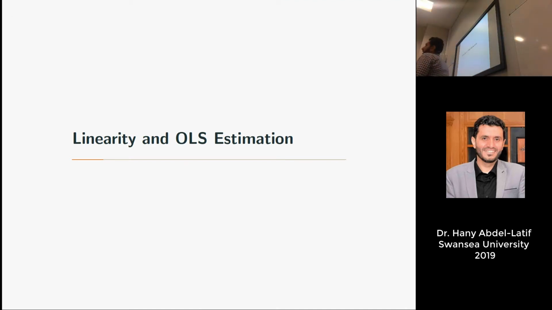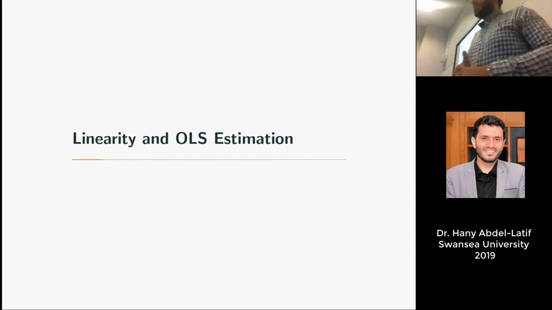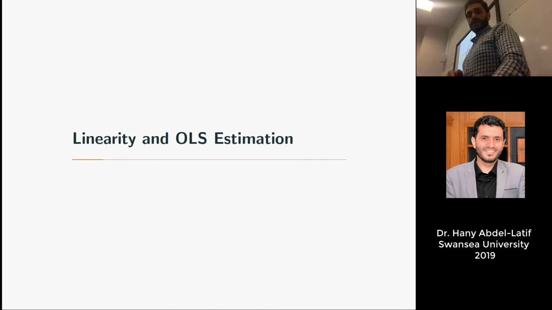As I said, today I'll talk more about linearity and OLS estimation. From what we saw, we have some assumptions about the error term. If these assumptions are valid, then our OLS estimator is BLUE. And L here stands for linear estimator, and that's what I want to explain today.